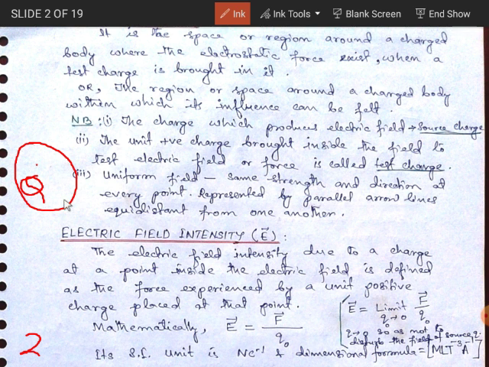Got it? Yes. Its SI unit is Newton per coulomb. Your force SI unit is Newton, charge coulomb, so Newton per coulomb. And its dimensional formula is what? M L T inverse 3 A inverse. Okay. Yes. A for what? Ampere. Yes.